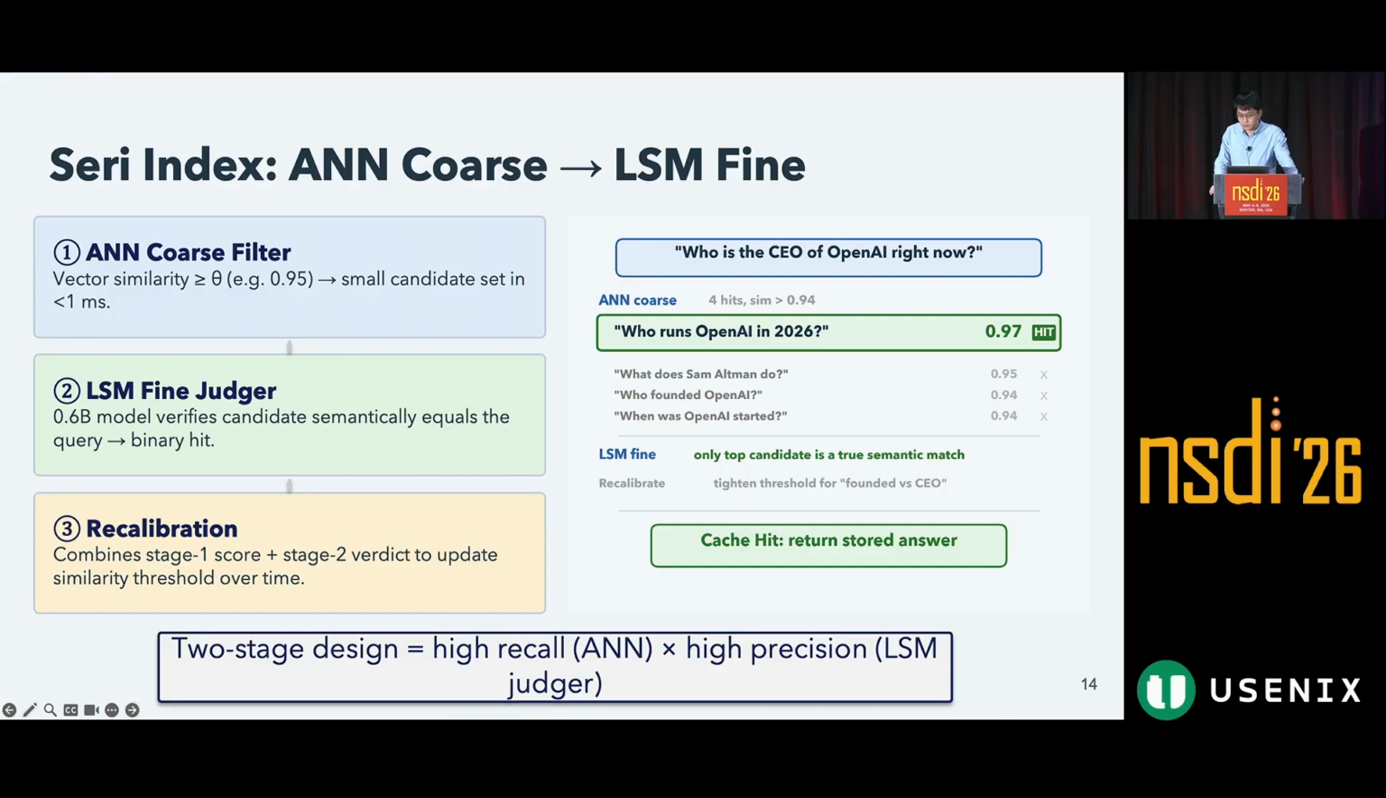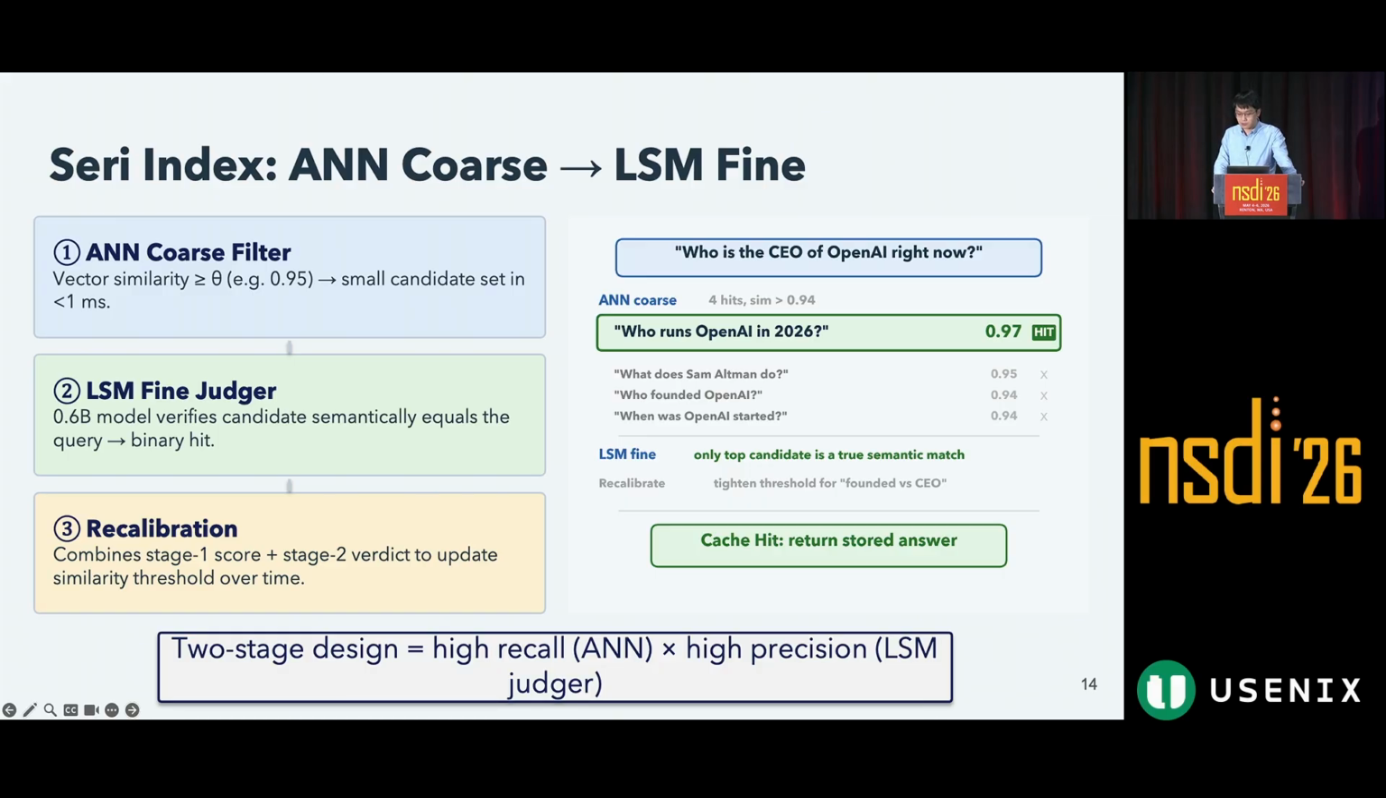We call it a cost field. Vector similarity above a given threshold will be returned. So after the first cost field, we will get a smaller candidate set. After that, we will introduce LLM as a judge.